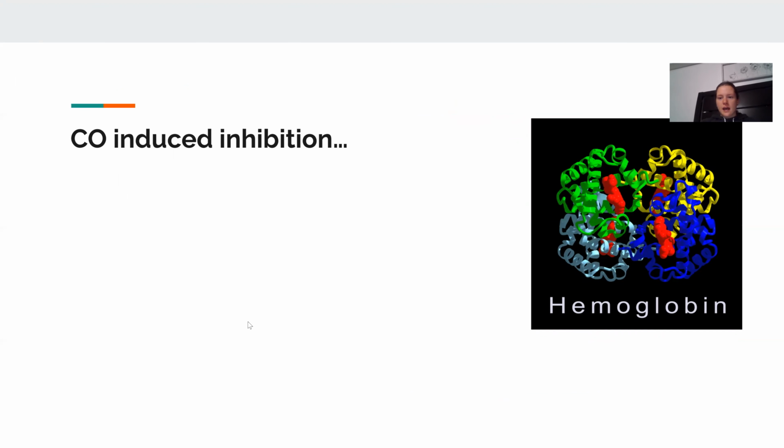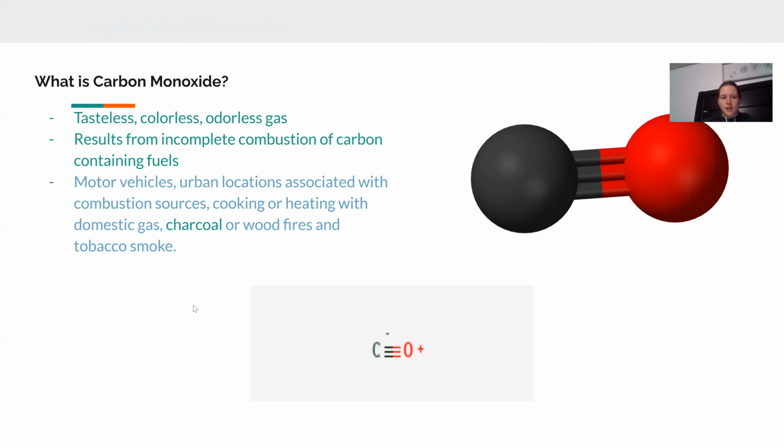Carbon monoxide actually is a potent inhibitor at the cytochrome C oxidase level, and this is why. First off, carbon monoxide is a tasteless, colorless, odorless gas that results from the incomplete combustion of carbon-containing fuels. Most notably, motor vehicles, using domestic gas for cooking or heating can emit carbon monoxide, as can charcoal and wood fires, and tobacco smoke.